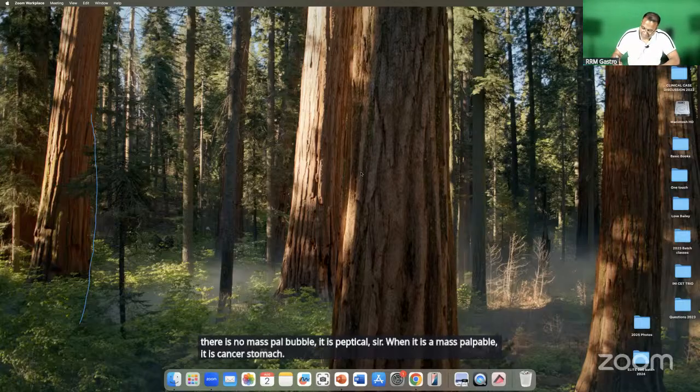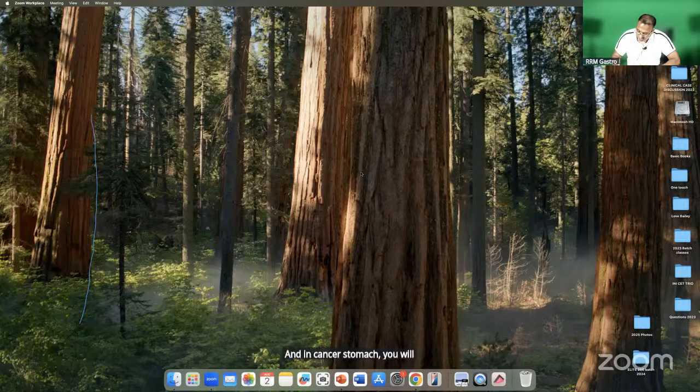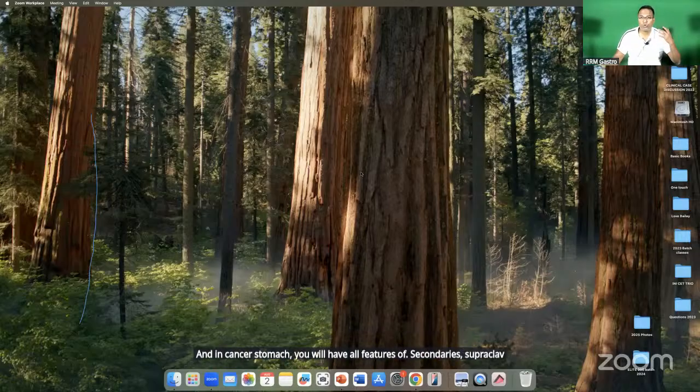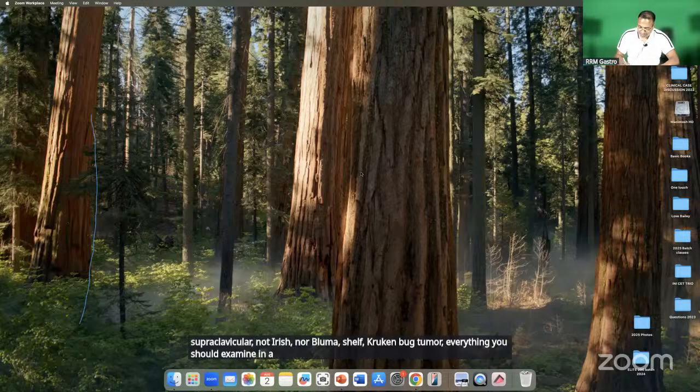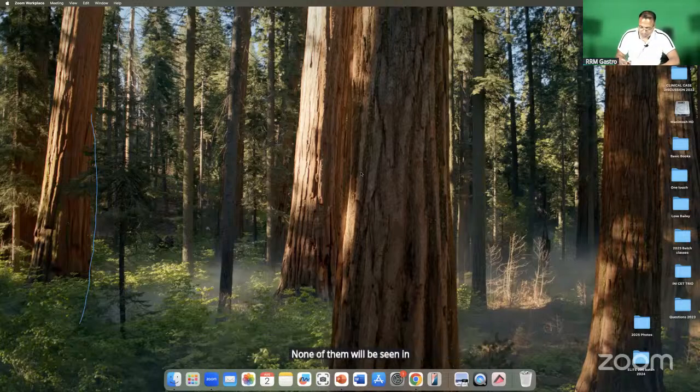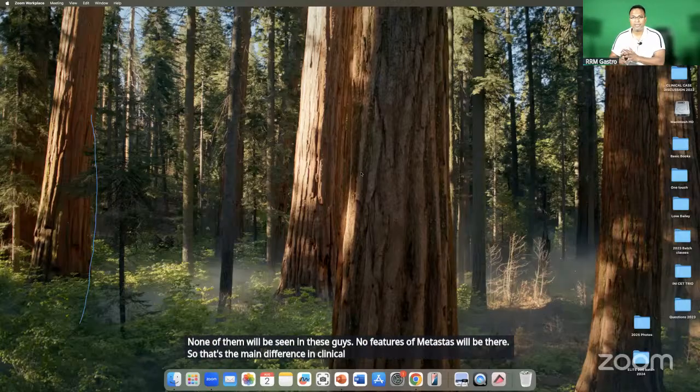And in cancer stomach, you will have all features of secondaries. Supraclavicular node, Irish node, Blumer's shelf, Krukenberg tumor, everything you should examine in a cancer stomach. None of them will be seen in these patients. No features of metastasis will be there. So that's the main difference in clinical and examination.